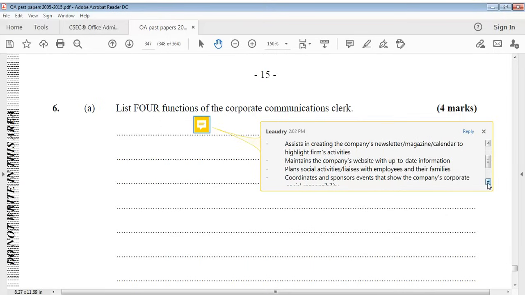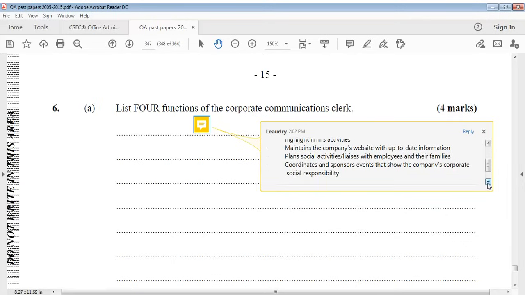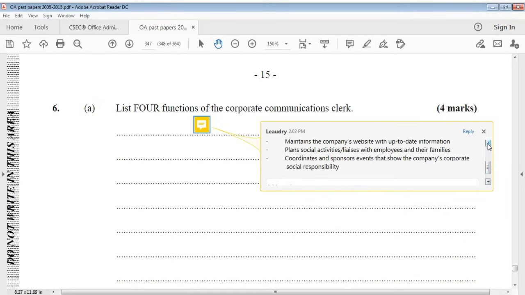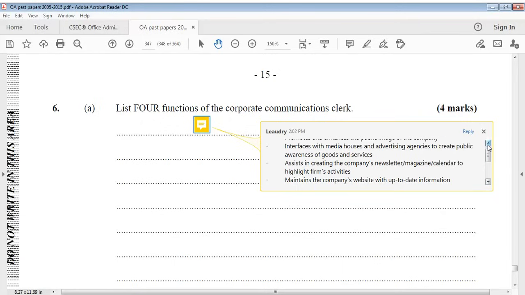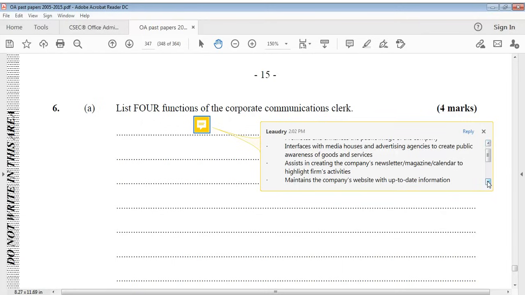5. Plans social activities or liaises with employees and their families. 6. Coordinates and sponsors events that show the company's corporate social responsibility. So, any 4 from those 6 you could choose. Any 4. All right.